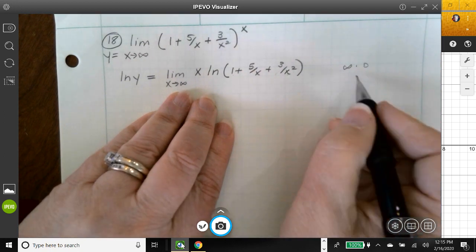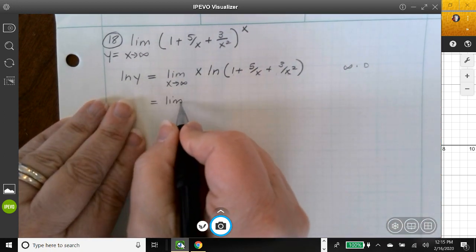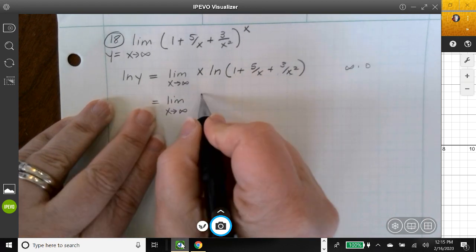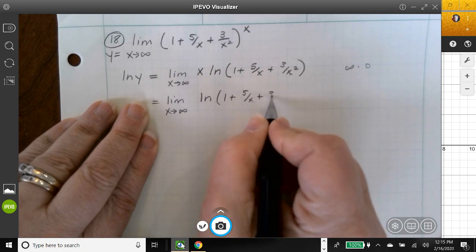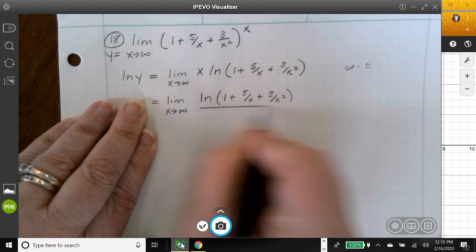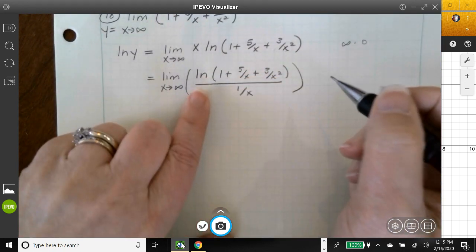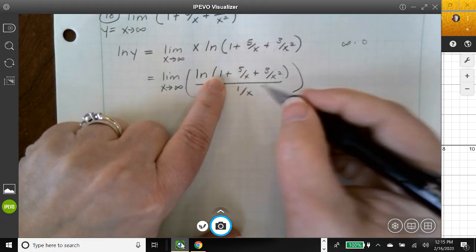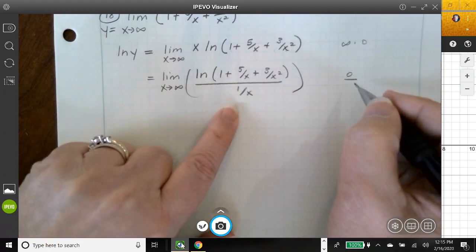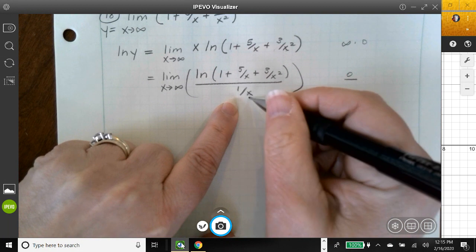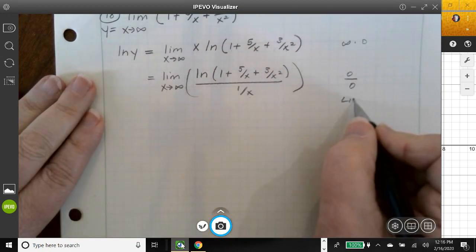And when we're in this form, we have to somehow get a fraction, so we take the polynomial and put the polynomial in the denominator reciprocated. So this is the natural log of 1 plus 5 over x plus 3 over x squared over 1 over x, and let's see what happens to our expression. Now we have the natural log of 1, because these two terms are going to go to 0, which is 0 over the natural log of 1 over x, as x goes to infinity goes to 0. So I can use L'Hopital's rule here.